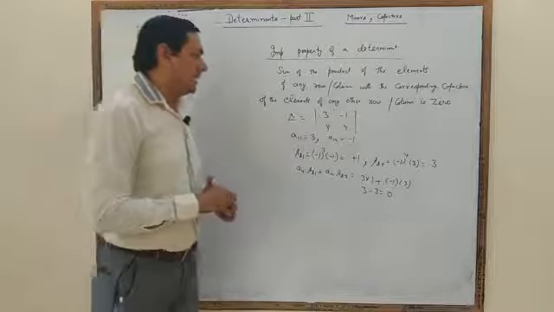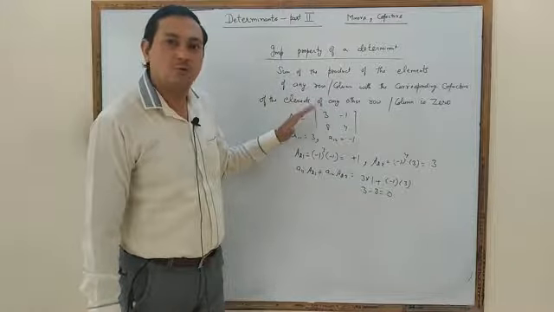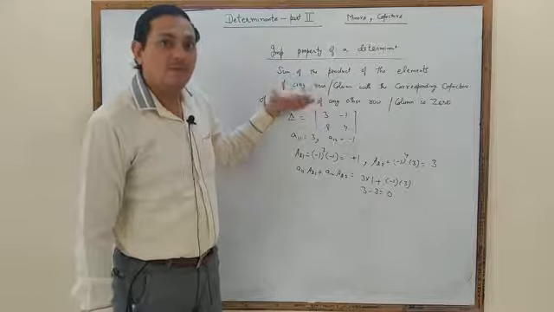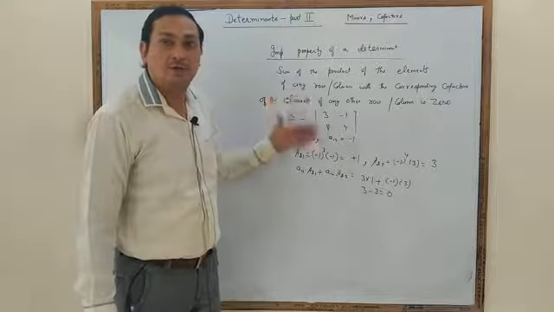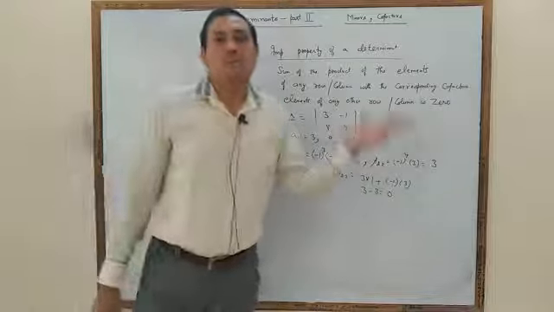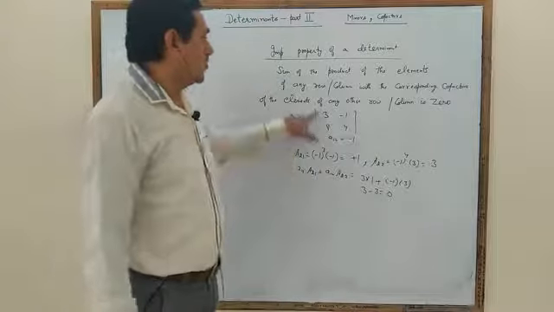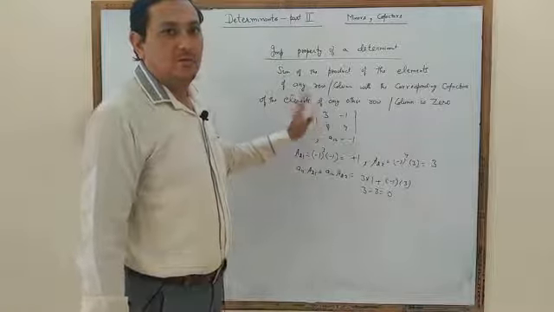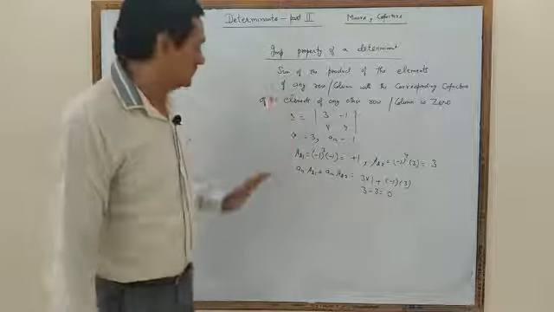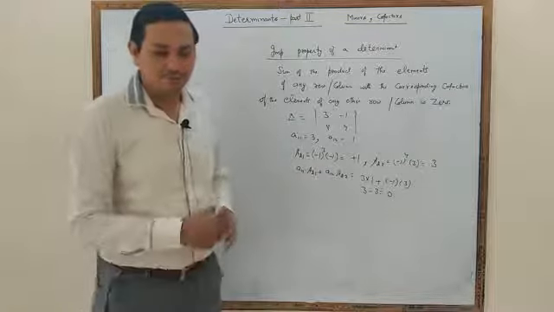If we multiply the elements of any line, which stands for row or column, with the cofactors of any other line, obviously if it is a row, then the cofactors of any other row, and if it is a column, then the cofactors of the elements of any other column, and if we multiply and then add, the result will be 0.